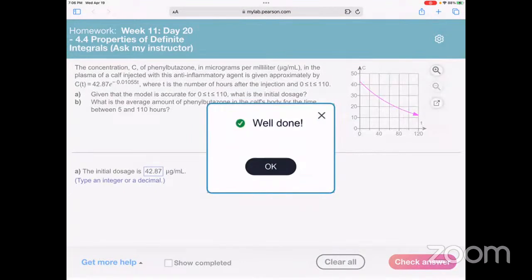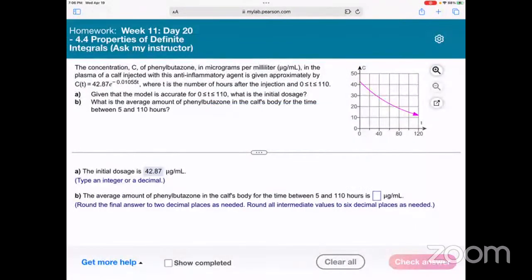And then the average amount, we're going to use the average, like we did in the previous example, between 5 and 110 hours. We're going to say 1 over b minus a times the integral as t goes from a to b of c of t dt, right? Okay, let's get a copy. Right here.